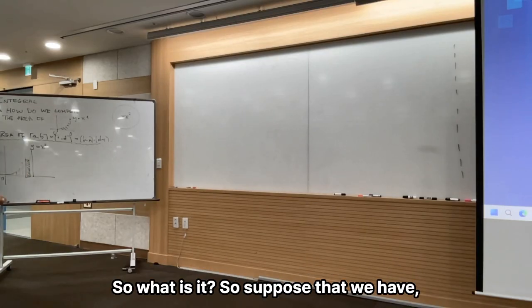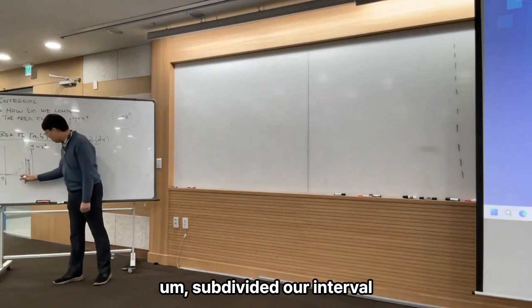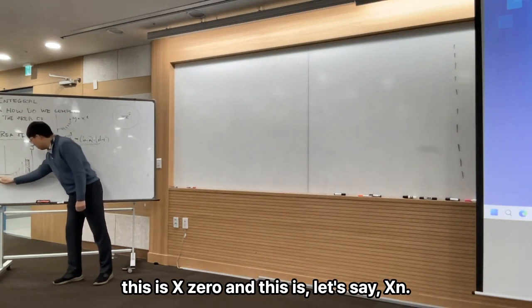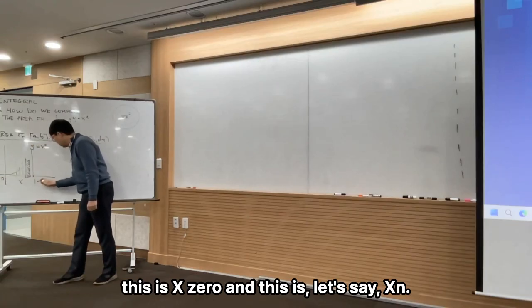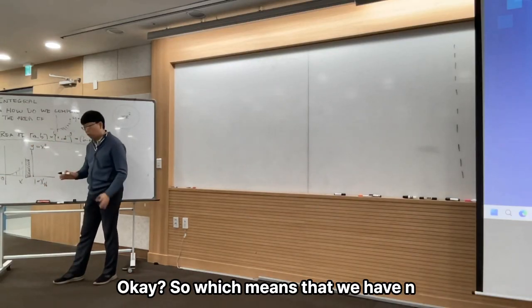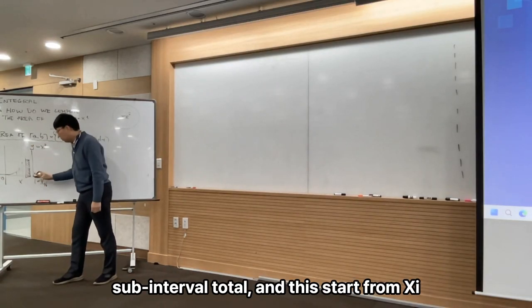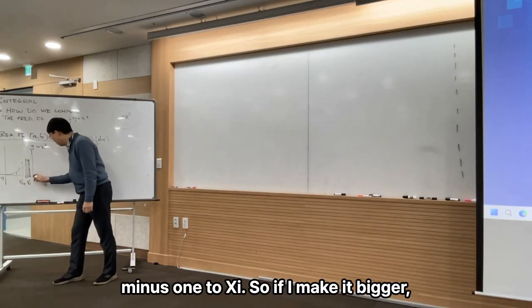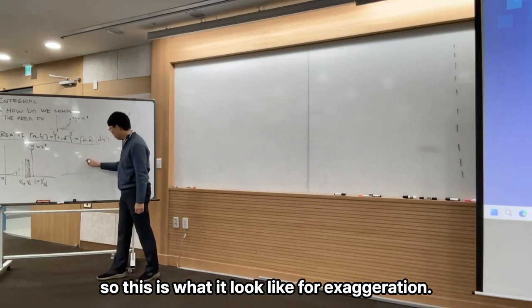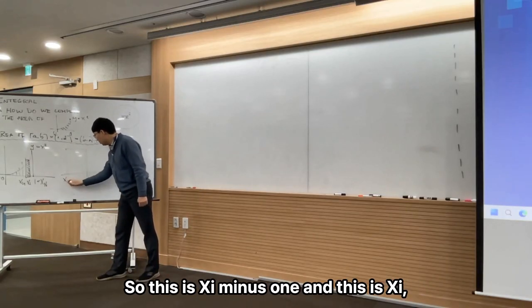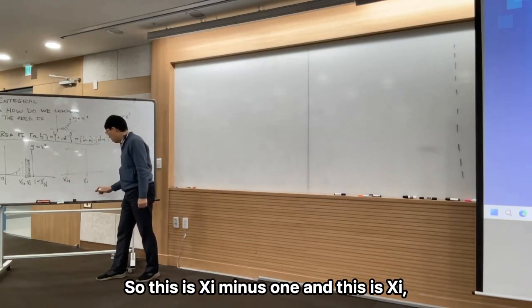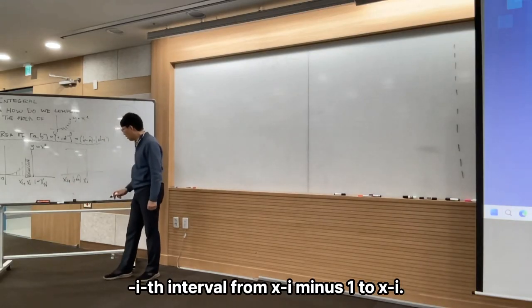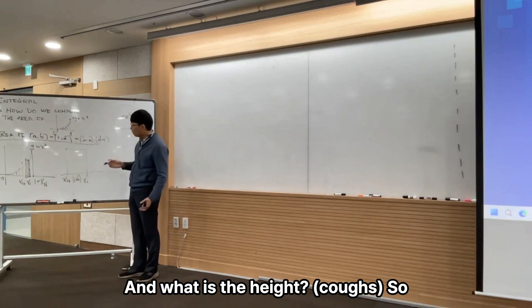So suppose that we have subdivided our interval from 0 to 1 by x0, let's say this is x0, and this is xn, which means that we have n subintervals in total, each starting from x_{i-1} to x_i. If I make it bigger, this is what it looks like, exaggerated. This is x_{i-1}, and this is x_i. This is the i-th interval from x_{i-1} to x_i. And what is the height? It now depends on the height.